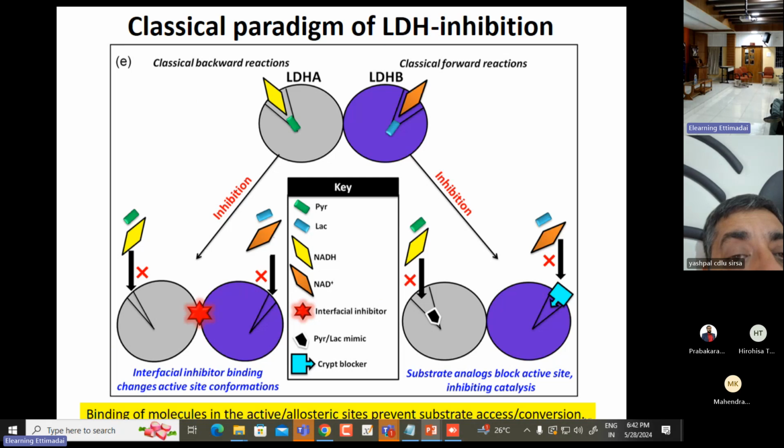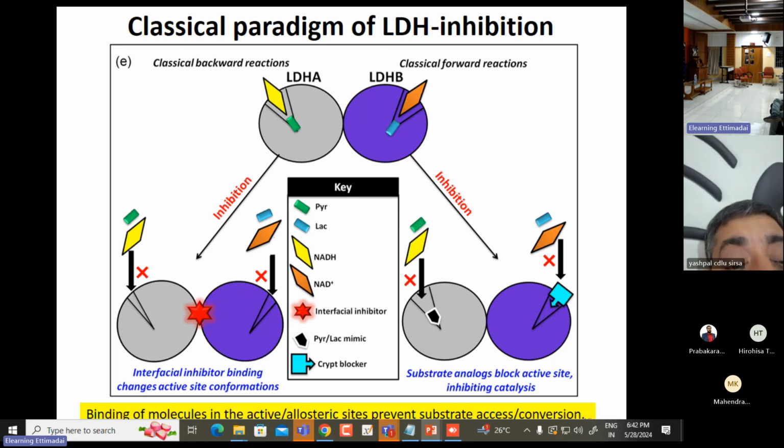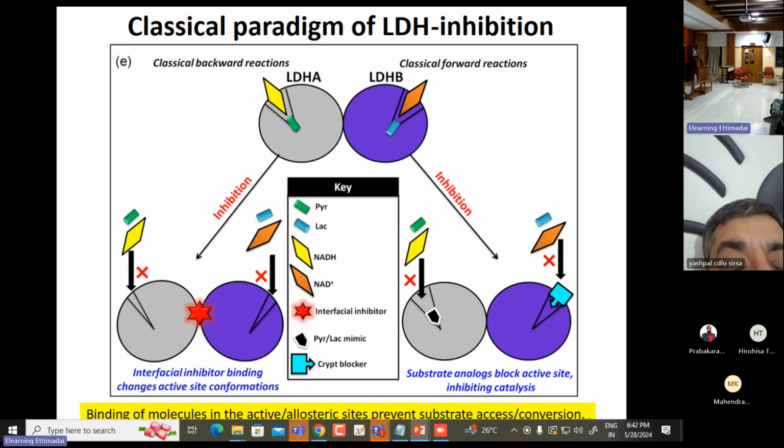There are certain things like pyruvate or lactate mimics, like we saw in the example. You can also have gate blockers. Something goes and binds to the entry channel and stays there, so there can be no access by NADH or the substrate. There can also be interfacial inhibitors. Now they are looking at how you can disrupt the LDH tetramer and prevent LDH from acting effectively.